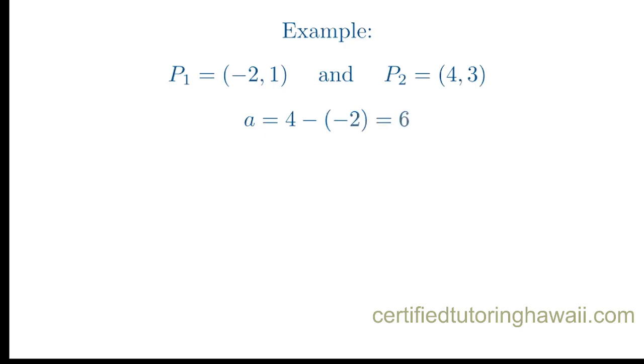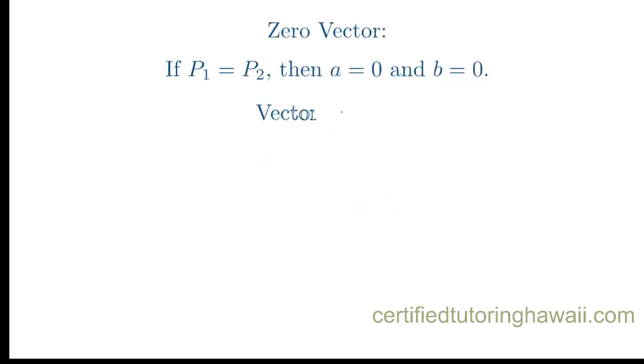Suppose our starting point P1 is at (-2, 1), and our ending point P2 is at (4, 3). To find the vector P1P2, we calculate the components. The horizontal component a is 4 minus negative 2, which equals 6. The vertical component b is 3 minus 1, which equals 2. So, our vector is <6, 2>. This vector describes the movement from P1 to P2. A special case is the zero vector. If the starting and ending points are the same, P1 equals P2, then both components a and b are 0. The vector <0, 0> is called the zero vector.